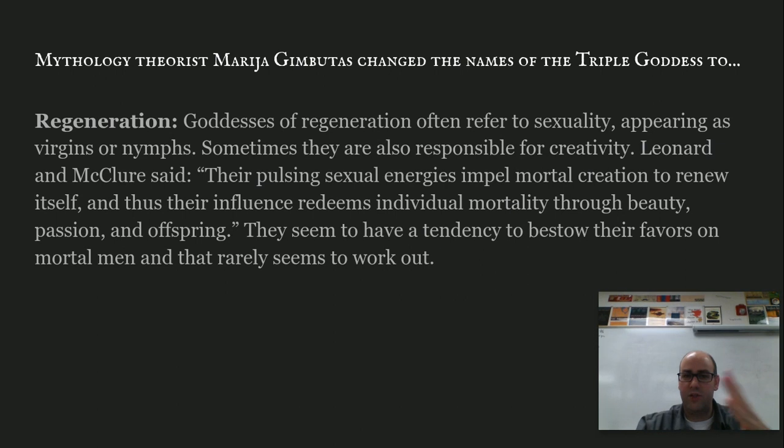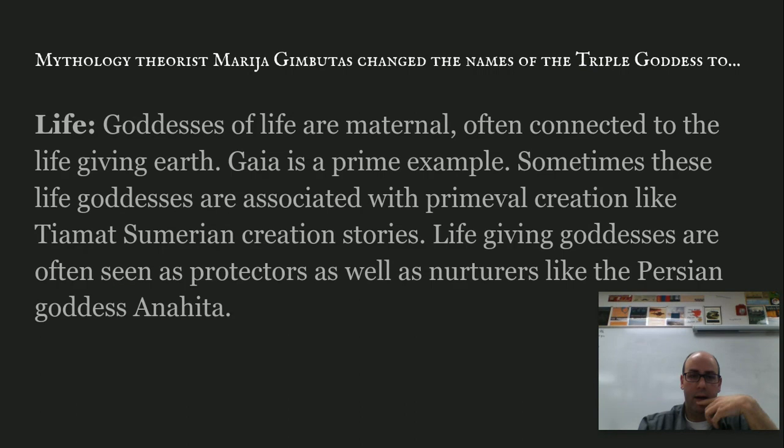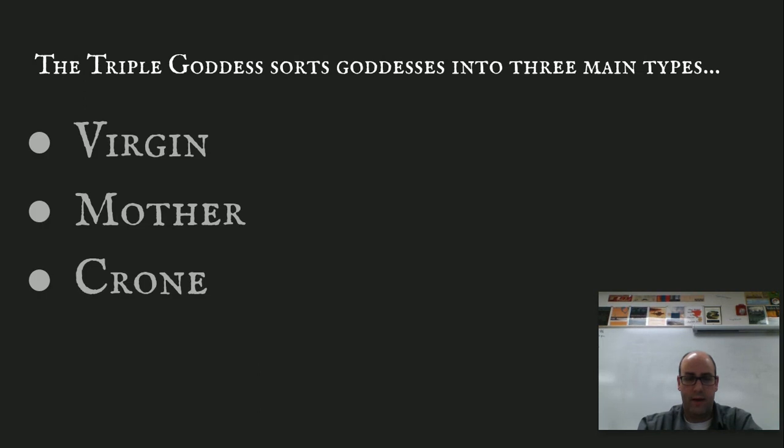So they just have changed the titles of these, and we can see that our virgin now is a goddess of regeneration. The mother could be a goddess of life or regeneration, and the crone is our goddess of death. So if you need to go back and pause where I have the definitions for these so you can write them down, that's perfectly fine.